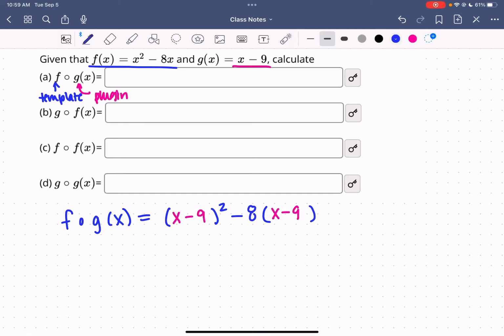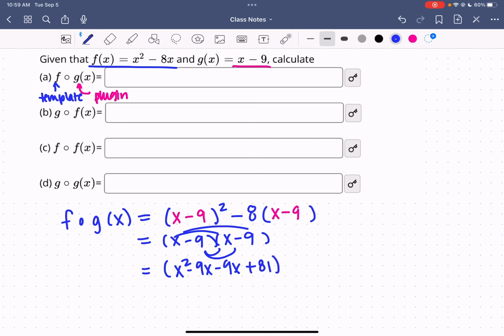Now, our next step is where you want to make sure that you do everything algebraically correct. You make sure that you're simplifying it out. So when I go to square x minus 9, this is x minus 9 times x minus 9. When I square that out, that gives me x squared minus 9x minus 9x plus 81. And then I'm going to distribute the negative 8 out. It gives me negative 8x plus 72.